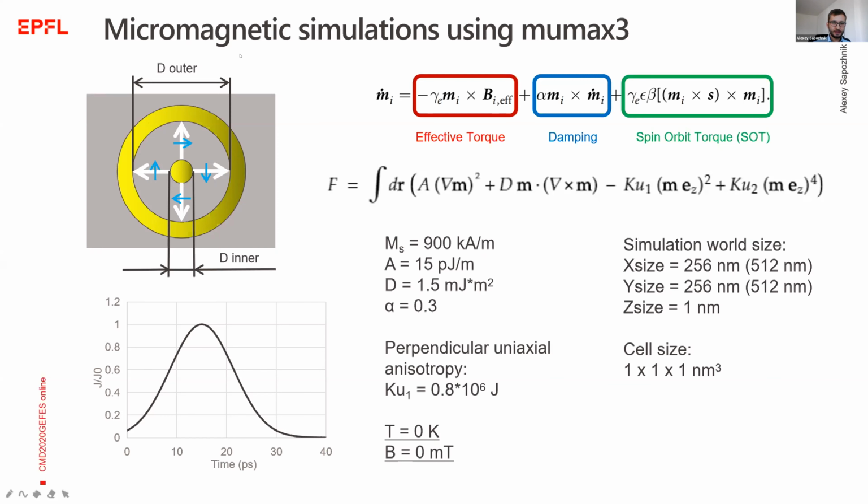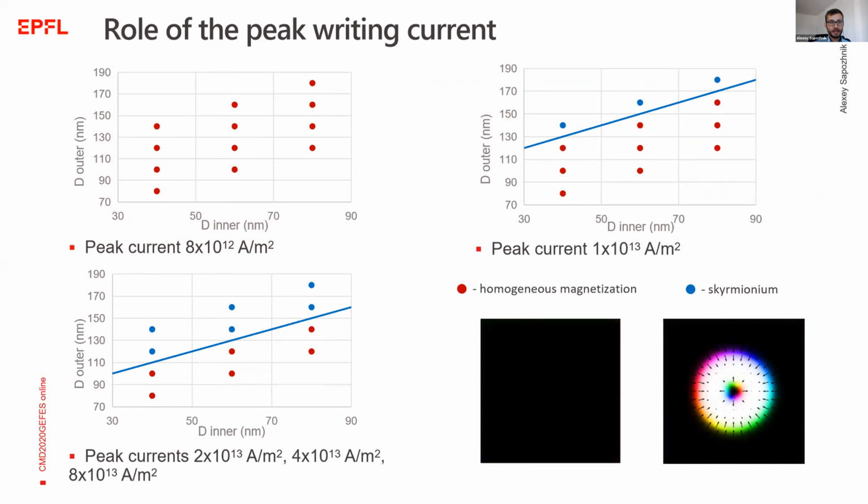The plot in the left bottom corner shows the current pulse profile, which is Gaussian with a full width at half maximum of around 10 picoseconds. The first question I addressed is the role of the peak writing current. For a small peak writing current, there is no possibility of creating a skyrmionium, and the color code is as follows. A red dot corresponds to homogeneous magnetization after applying a current pulse, and a blue dot corresponds to a skyrmionium.